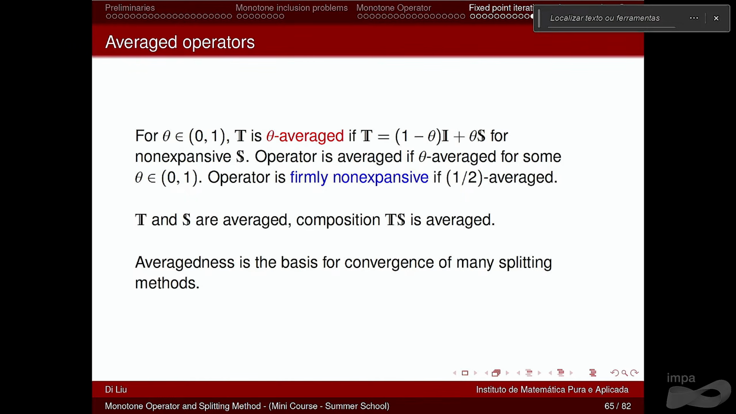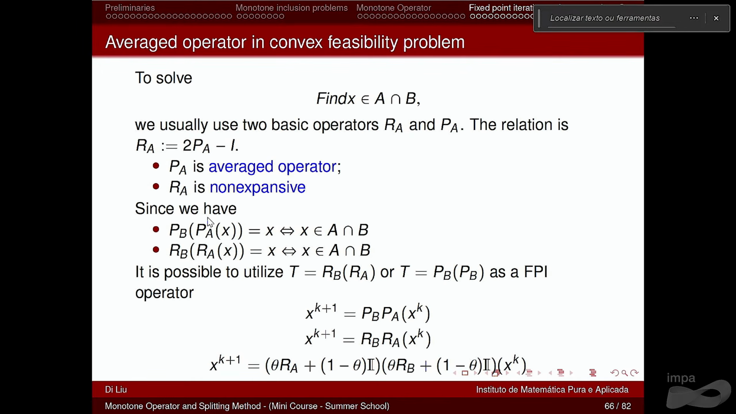We have some properties here. If T and S are both averaged, then the composition is still averaged. We will use these properties to analyze something in convex feasibility problems later. This averagedness is the base for the convergence of many splitting methods, and also the base of the proximal point method. Let's go to the examples in convex feasibility problems.